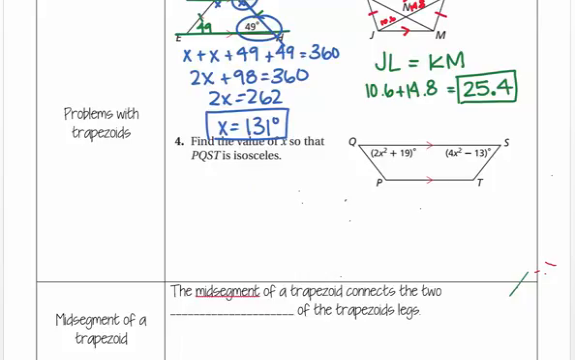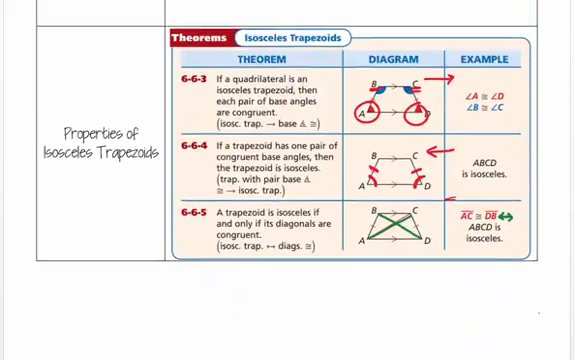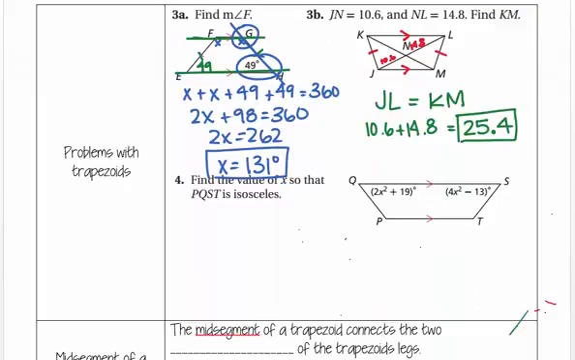All right, last one, number 4. It says find the value of x so that PQST is isosceles. So when we come back up here, it says if a trapezoid has one pair of congruent base angles, then it's isosceles. So we want to say that 2x squared plus 19 has to equal 4x squared minus 13. And if that's the case, then these two would be the same, making it an isosceles trapezoid.